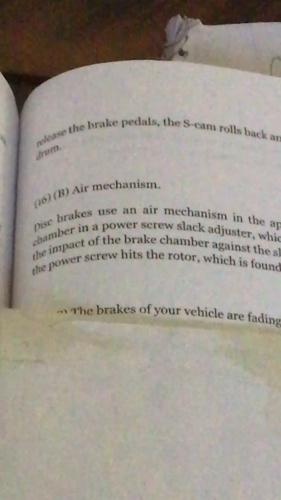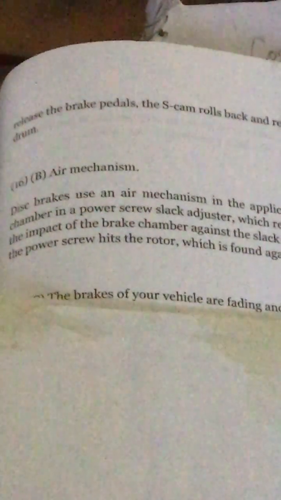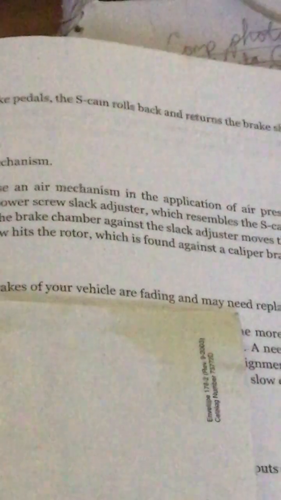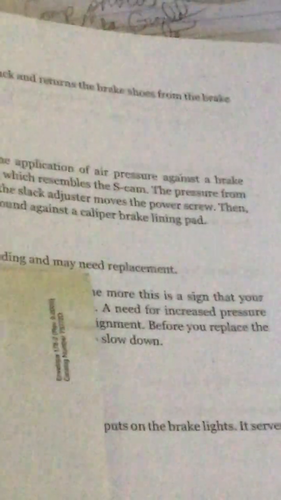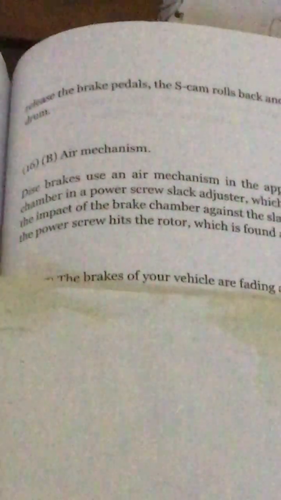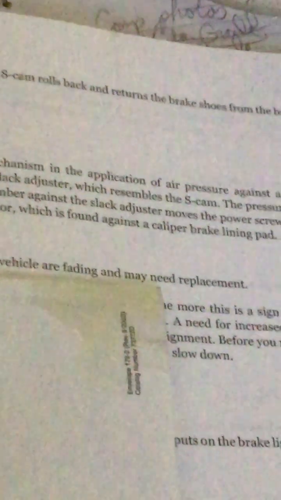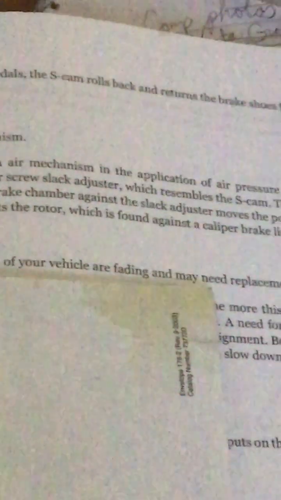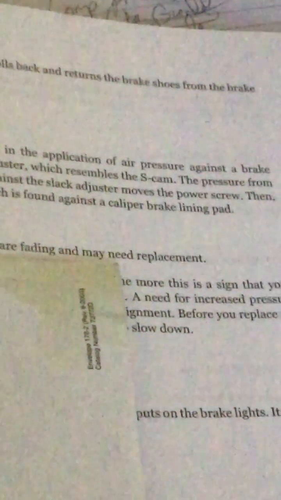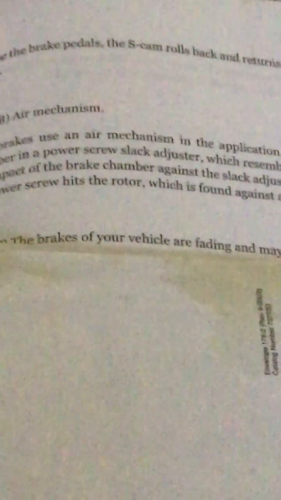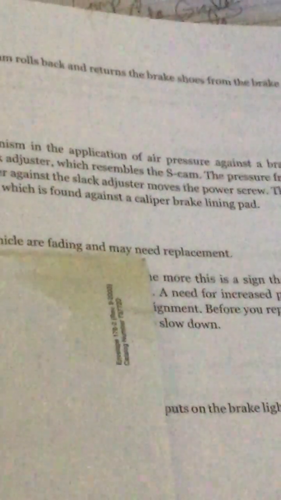The answer is B. Air mechanism. Disc brakes use an air mechanism in the application of air pressure against a brake chamber in a power screw slack adjuster, which resembles the S-cam. The pressure from the impact of the brake chamber against the slack adjuster moves the power screw. Then the power screw hits the rotor, which is found against a caliper brake lining pad.